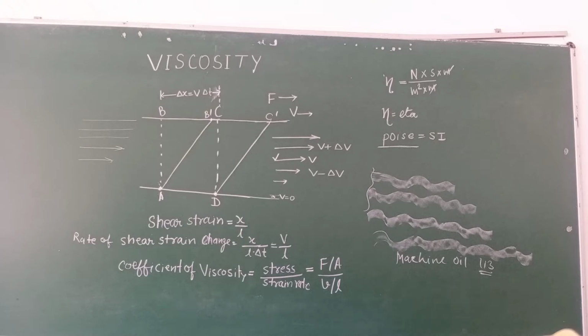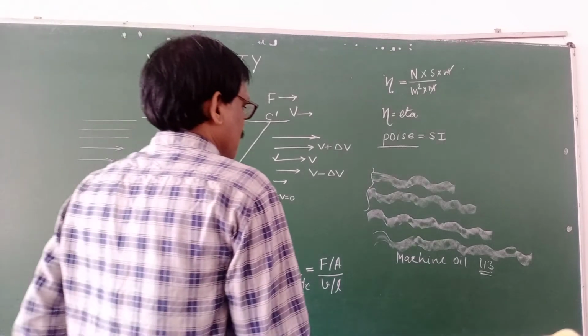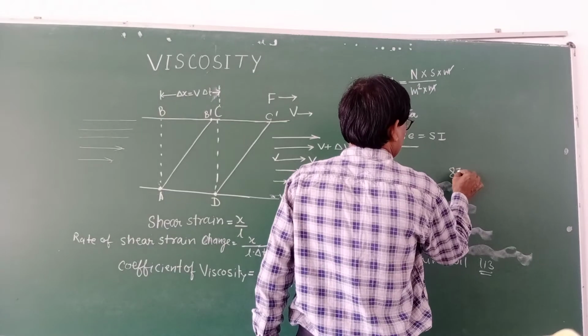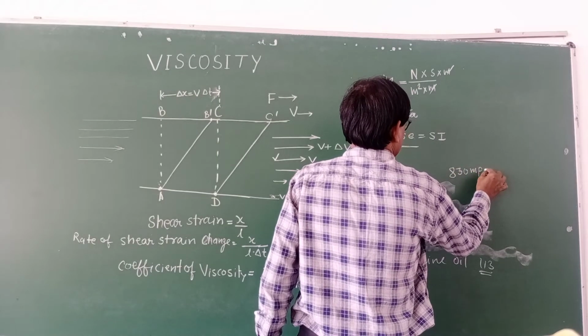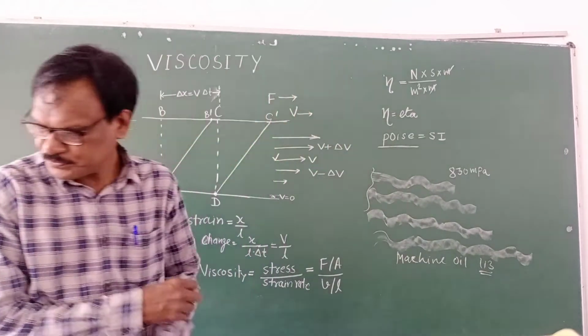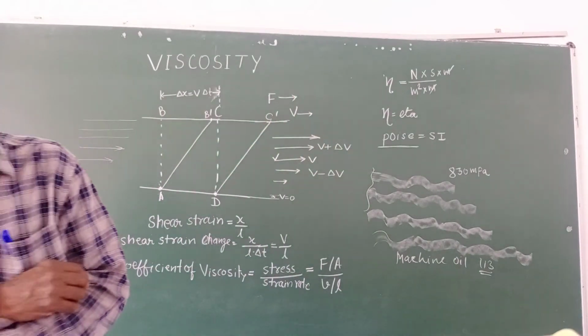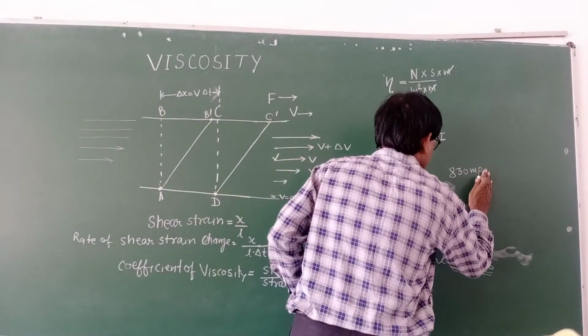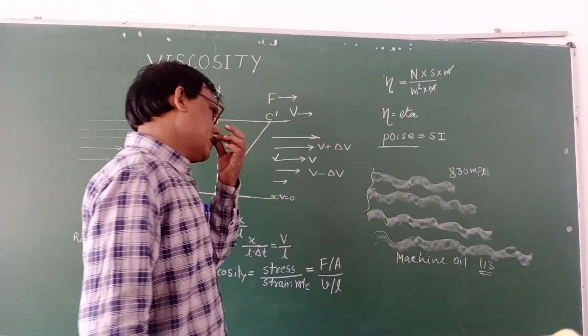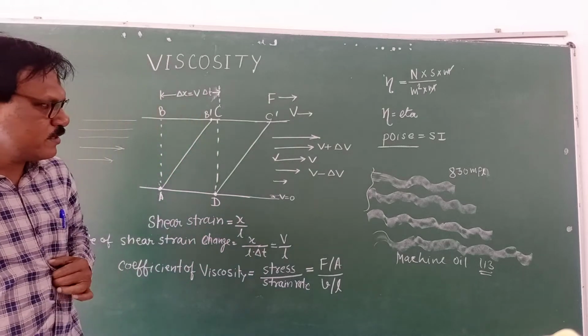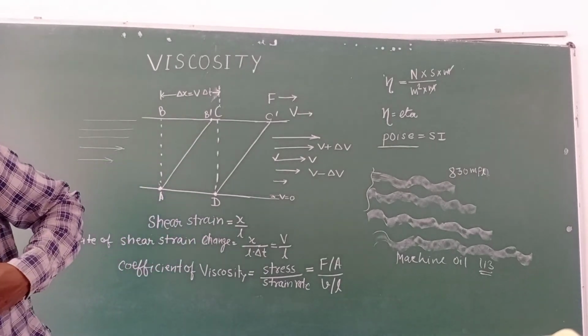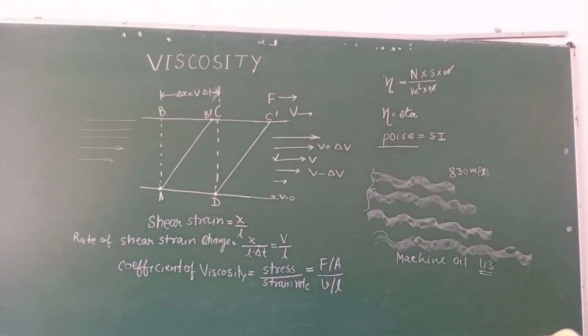Glycerin, 830. Glycerin is 830 millipascal-poise, like this. It is Poise, not Pa. Pa stands for Pascal. So 830 for glycerin, 113 for machine oil, and for water it is 1. So that means the thickness of the liquid is very important in viscosity.